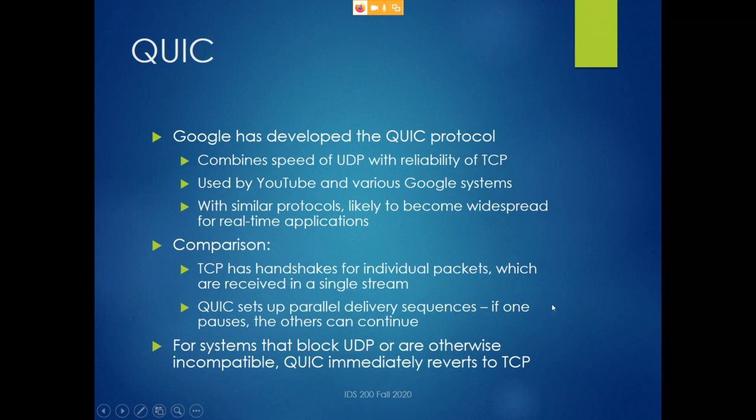I should also add, for any systems that block UDP or are otherwise incompatible, QUIC will automatically revert to TCP. So that's built into the protocol: if there's a system that just looks at UDP and says, nope, no thanks, not dealing with this, then QUIC is just going to say, yeah, okay, we'll use TCP for you. Okay, so again, UDP and TCP, they are not the last word in these things. Technology, in a variety of ways, is always being updated.